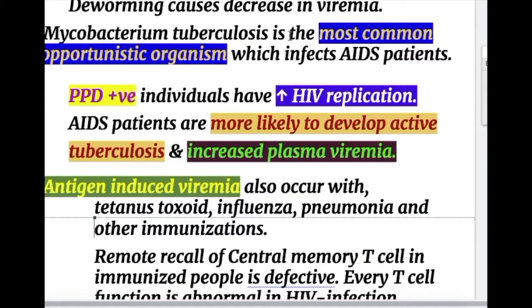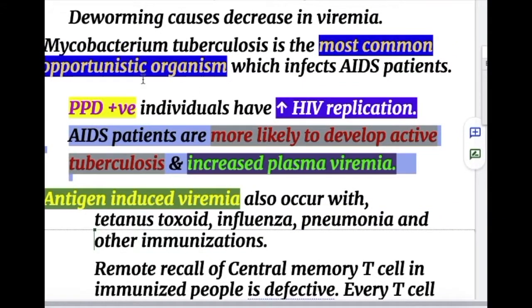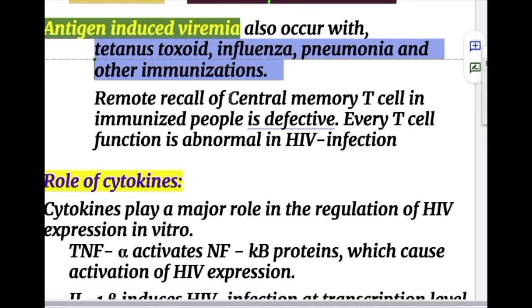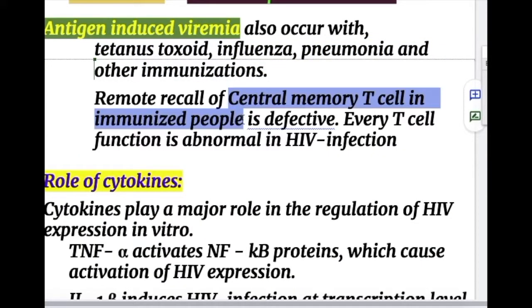Mycobacterium tuberculosis is the most common opportunistic organism which infects AIDS patients, and in PPD, purified protein derivative, positive individuals have increased HIV replication, and AIDS patients are more likely to develop active tuberculosis and increased viremia. So these are the few sentences about mycobacterium: it's the most common opportunistic organism that infects AIDS patients, PPD positive individuals have increased HIV replication, and AIDS patients develop active tuberculosis and increased viremia. Recall of central memory T cells in an immunized individual is defective.